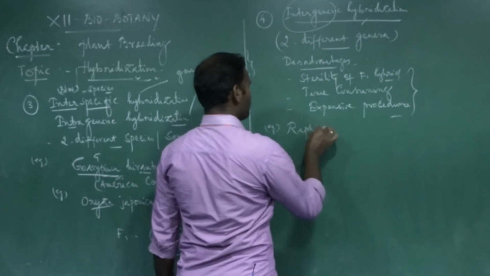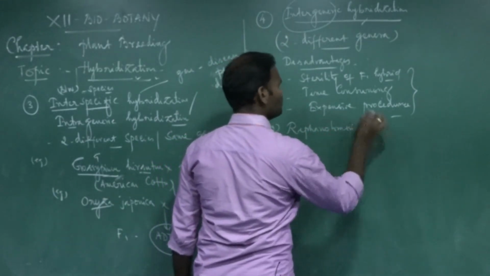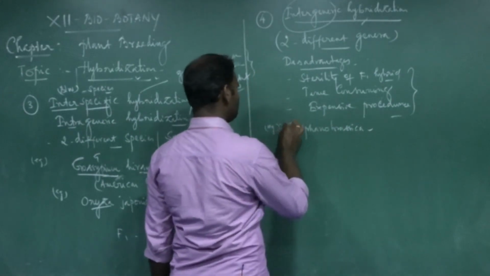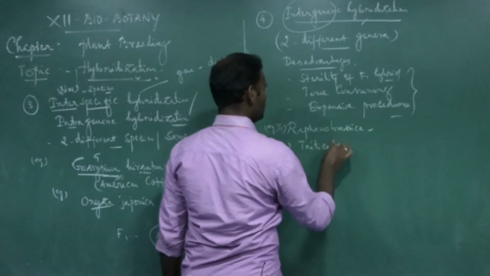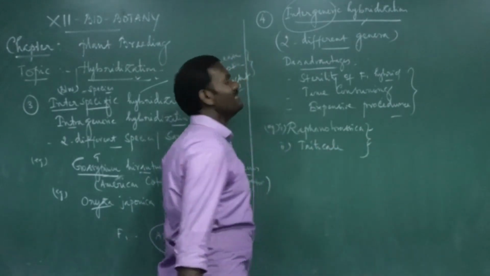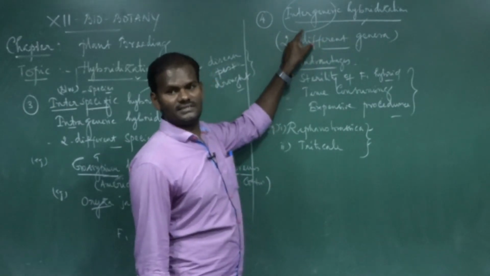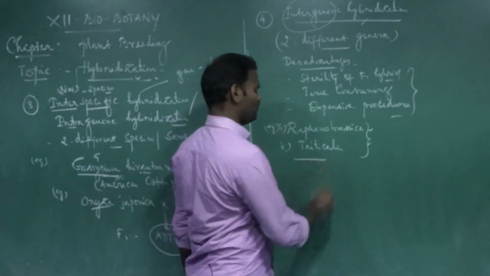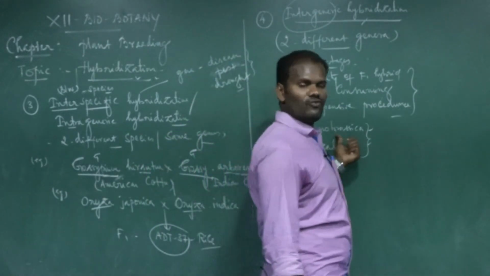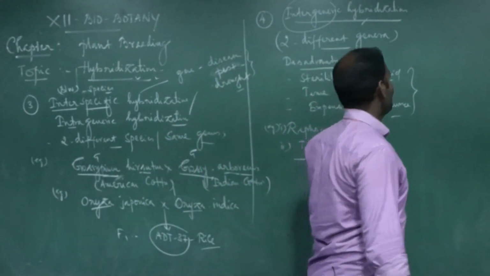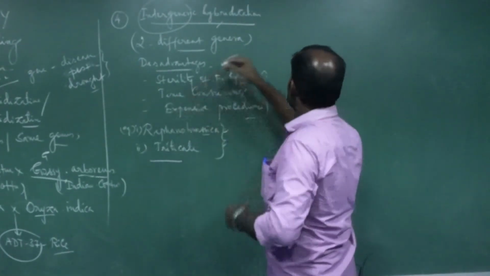For example, Raphanobrassica. Another one is triticale. These are examples of intergeneric hybridization. The word inter means between the genera. I will explain one by one. How is Raphanobrassica obtained? Raphanobrassica is obtained by crossing radish and cabbage.